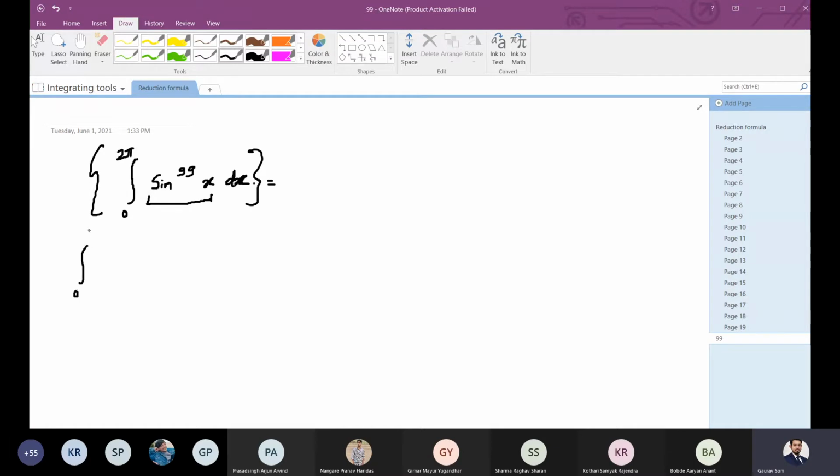Say, for example, I want to integrate from 0 to pi by 2 sine raised to 3x dx. You have the formula for sine of 3 theta, so you can use this formula, separate it, and find the integration. You can do it, but it will take some time. Similarly, if I have 0 to pi by 2 sine raised to 9x dx, again you can use the UV rule and solve it, but it will take a long time.